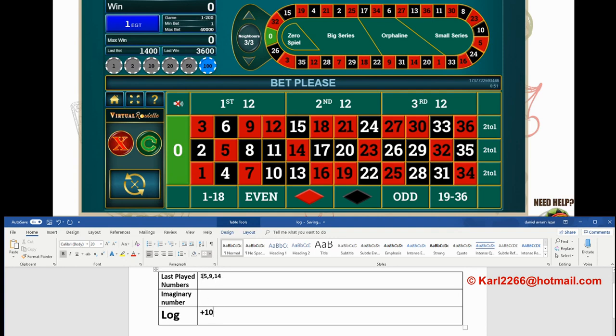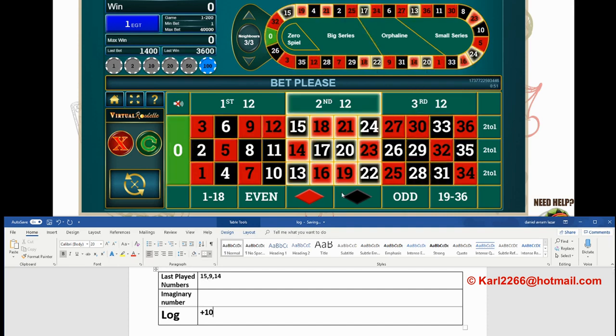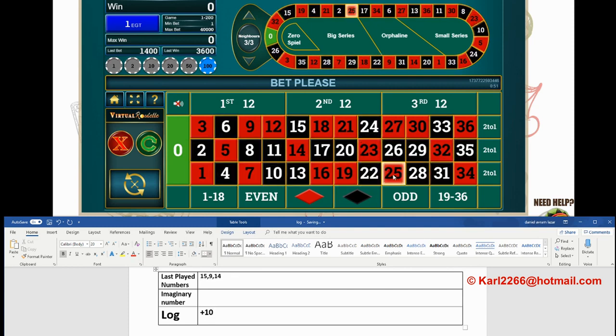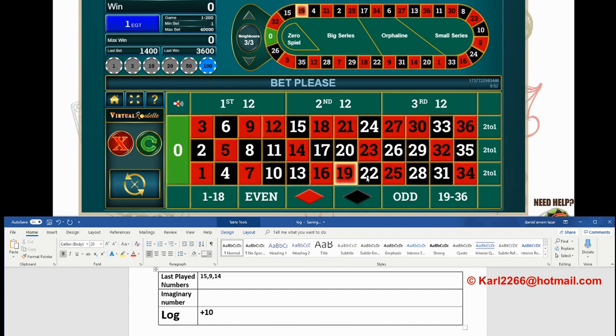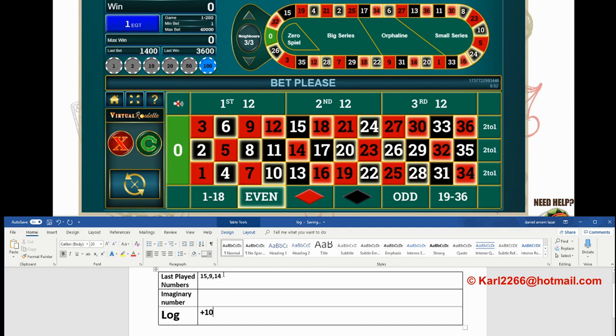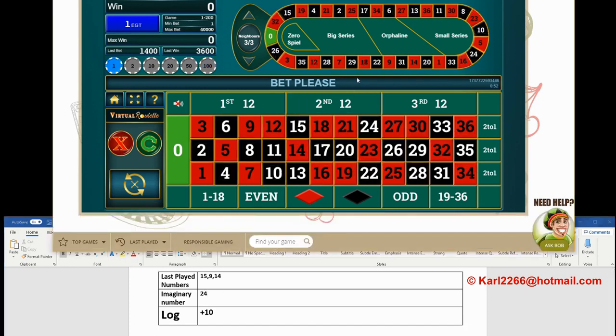Why? Because 15 plus 10 is 25. Terminals from 25 are 20 and 32. So 25 has two terminals, 20 and 32. And we got number 9. And 9 plus 10 is 19. Terminals from 19 are 26 and 14. So we got 14. So with 14 we know what we have to do. 14 plus 10 is 24. And with 24 as imaginary number, we place bets on 29 and 17, the terminals, and on 24 as well.